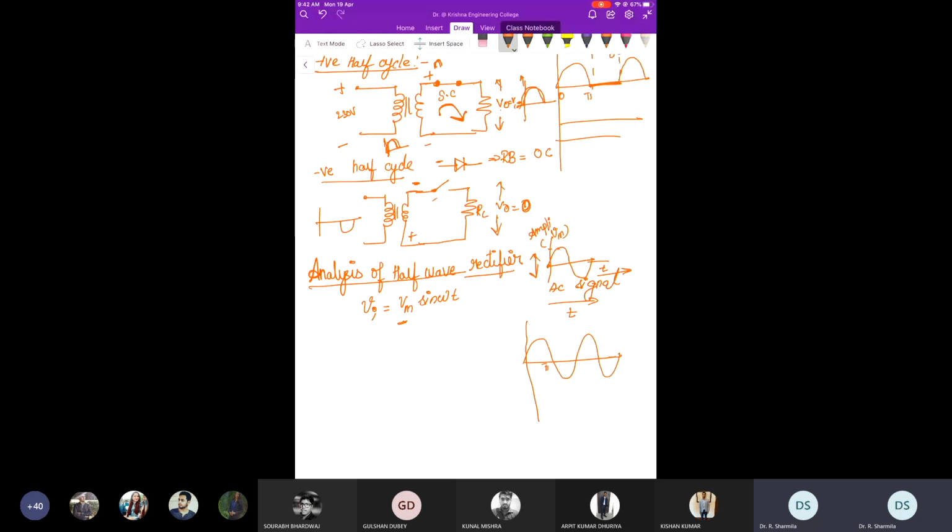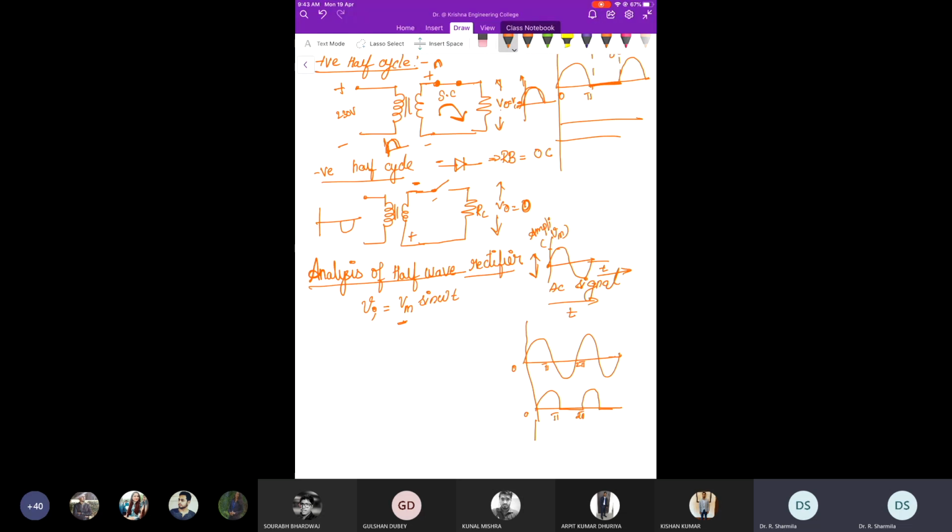Consider that this is your pi. This is 0, pi, and the full cycle has a length of 2 pi. So 0, pi, 2 pi. This is my output waveform. During the positive half cycle, I will get an output from 0 to pi. From pi to 2 pi, there is no value, that is 0.